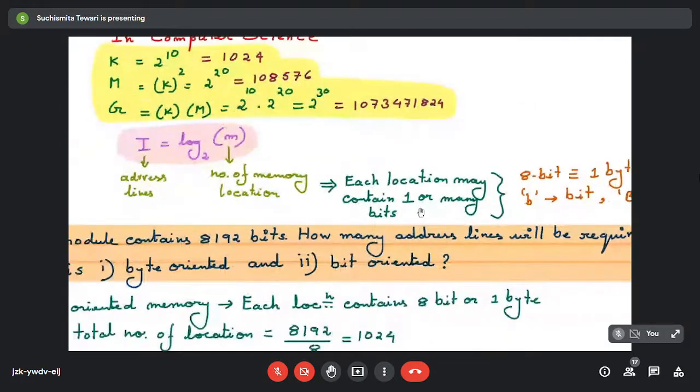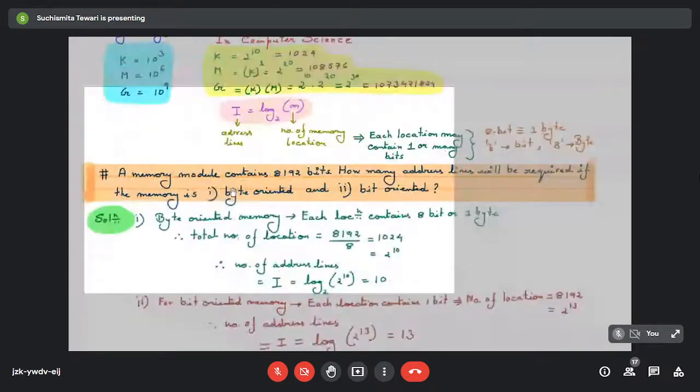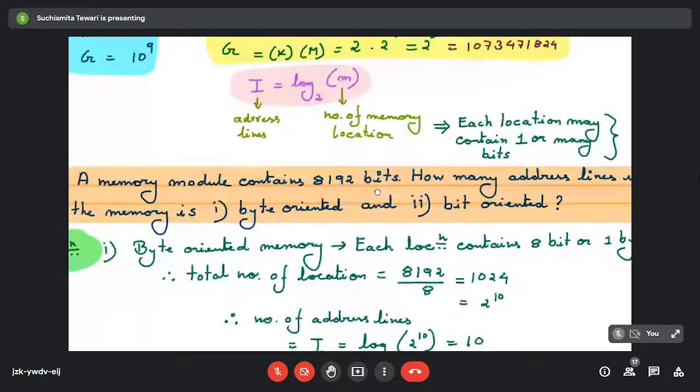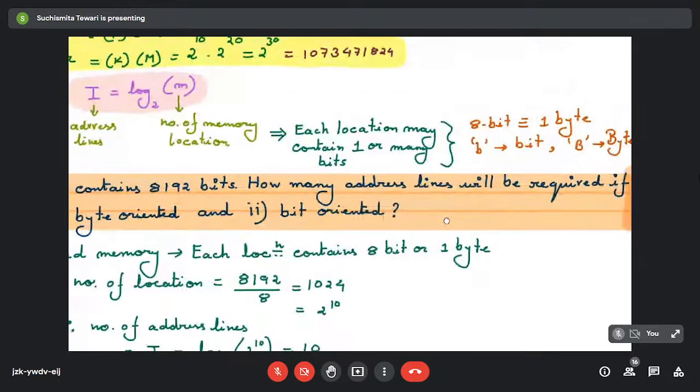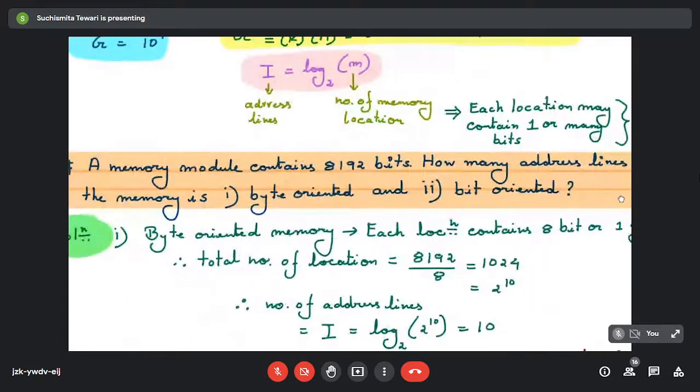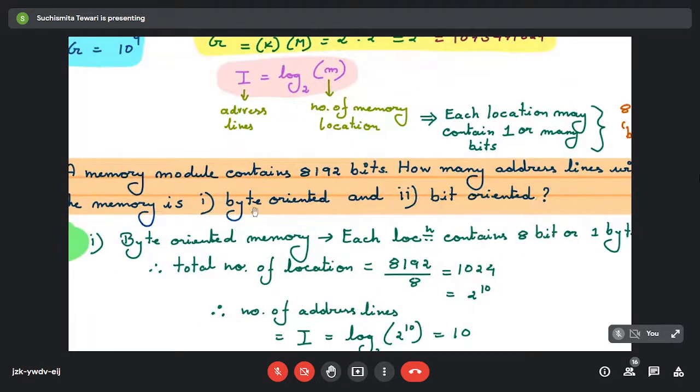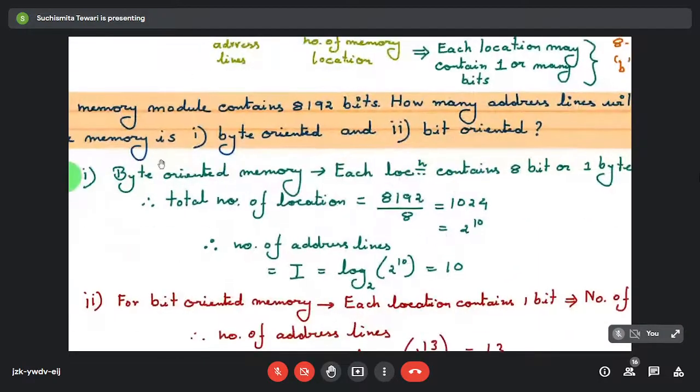So now let us try to do a problem here. The problem is given that a memory module contains this many number of bits. How many address lines will be required if the memory is byte oriented, and another if it is bit oriented? Byte oriented means one single memory location will contain 8 bits, and here the total number of bits in a memory module or memory unit is given. So how do we approach this problem? First of all, let us see how many address lines we need for this byte oriented memory.